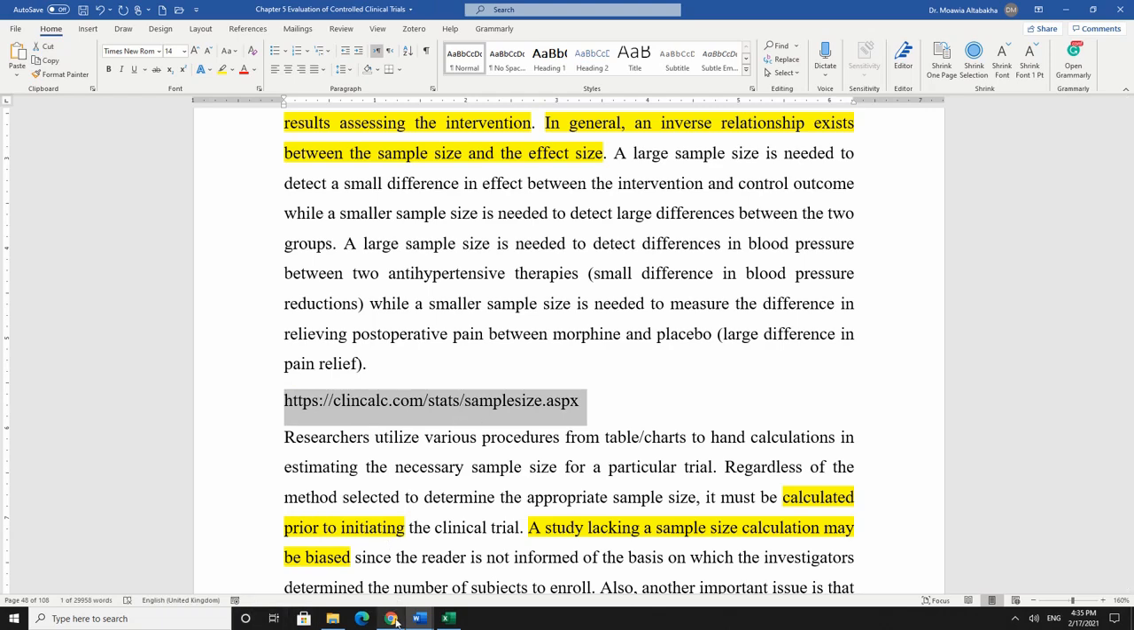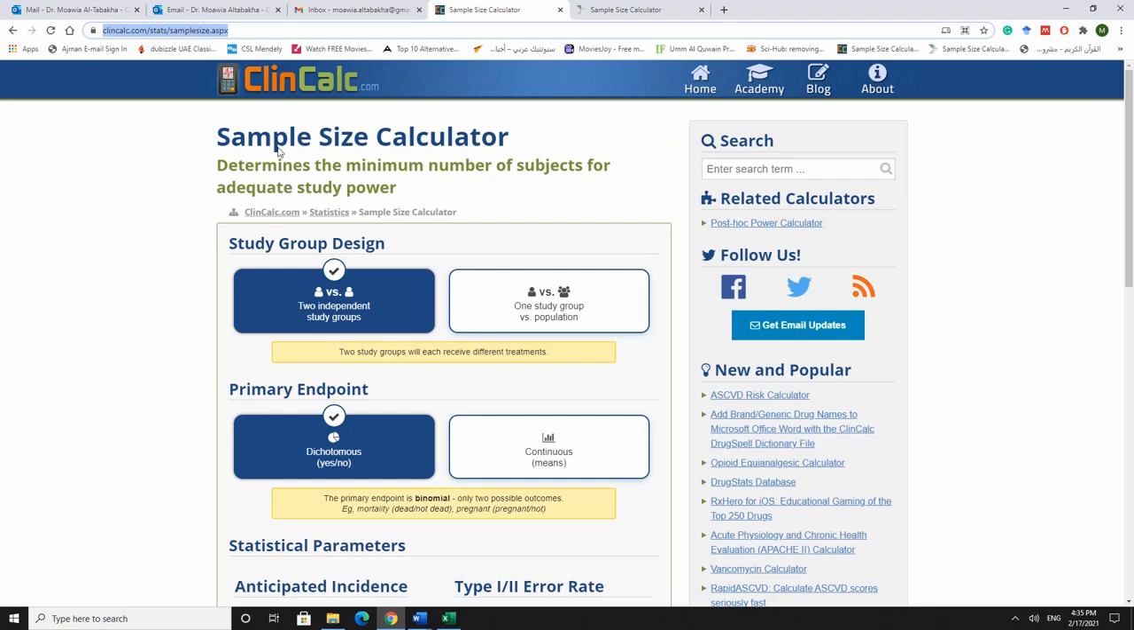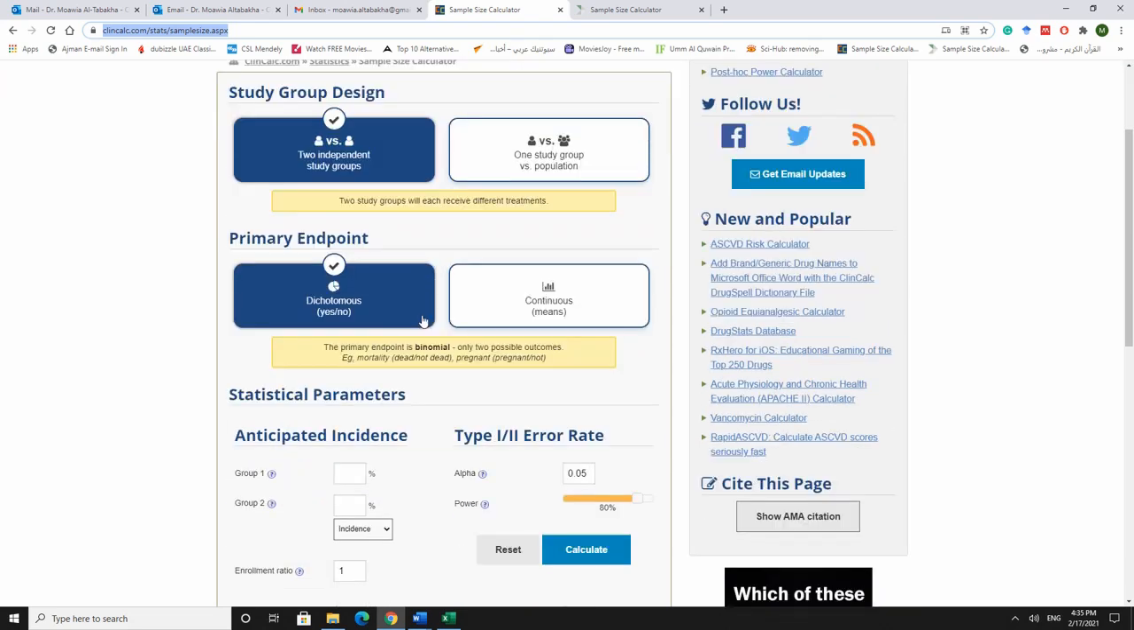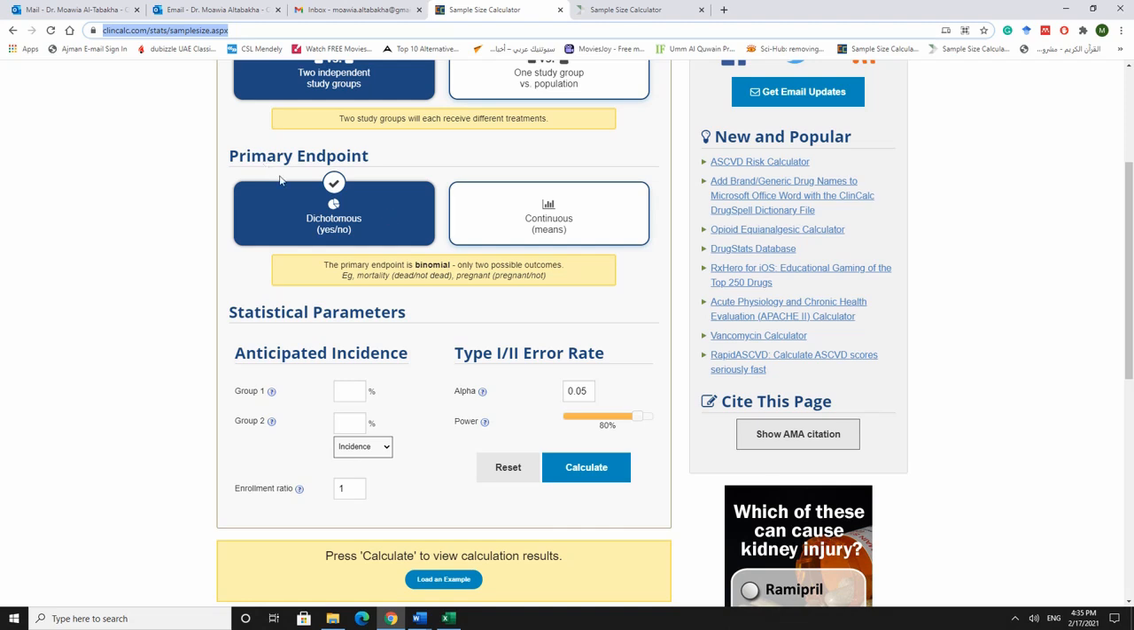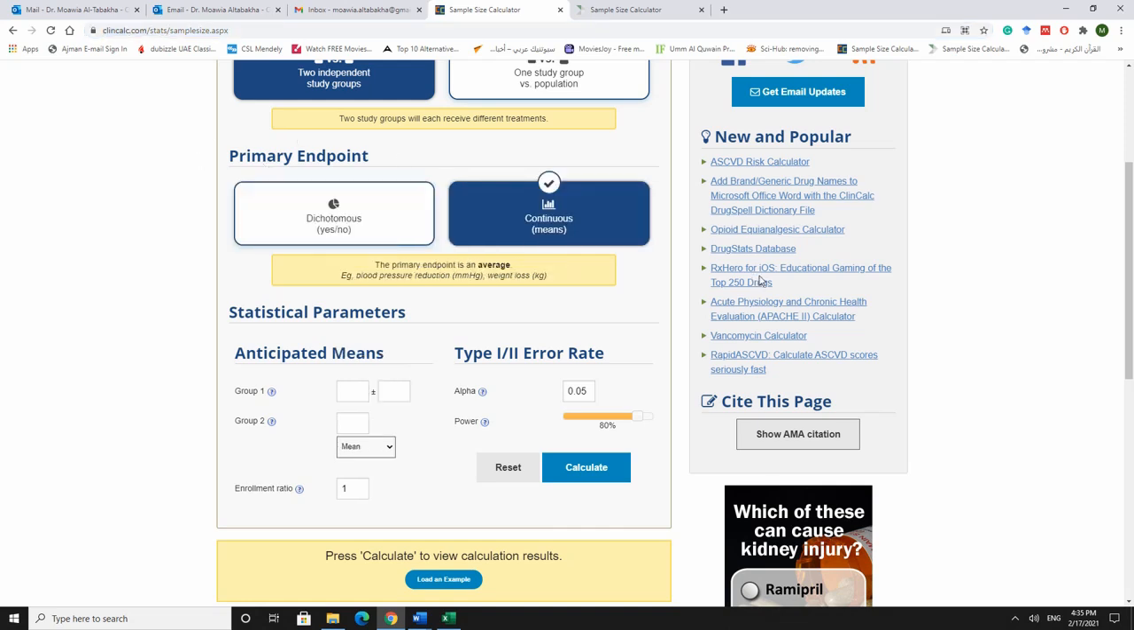clincalc.com/stats/sample size. Okay, and you have to first tell the calculator what you are intending to do. Are you having two groups, independent groups like in a controlled clinical trial, or you have one group and you want to compare it to the population? Your endpoint, is it a continuous type? Of course we will talk about the types of endpoints or types of data.